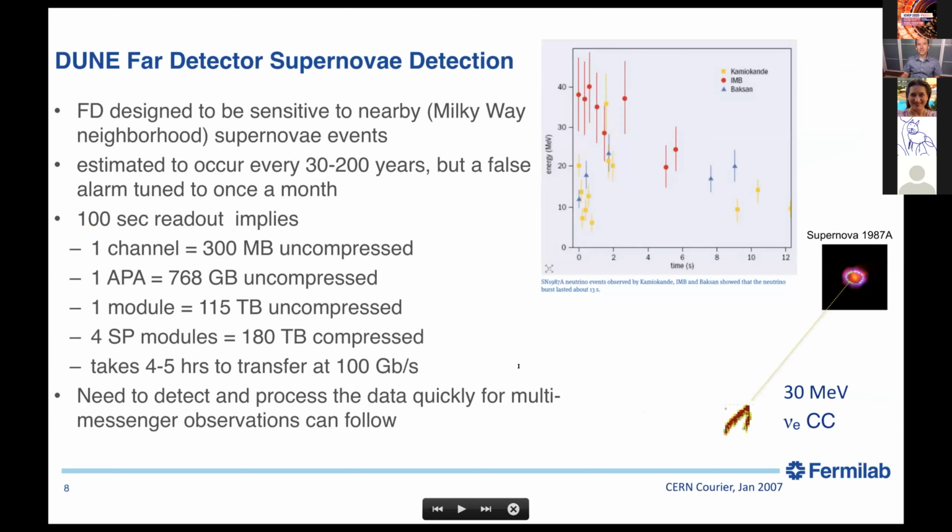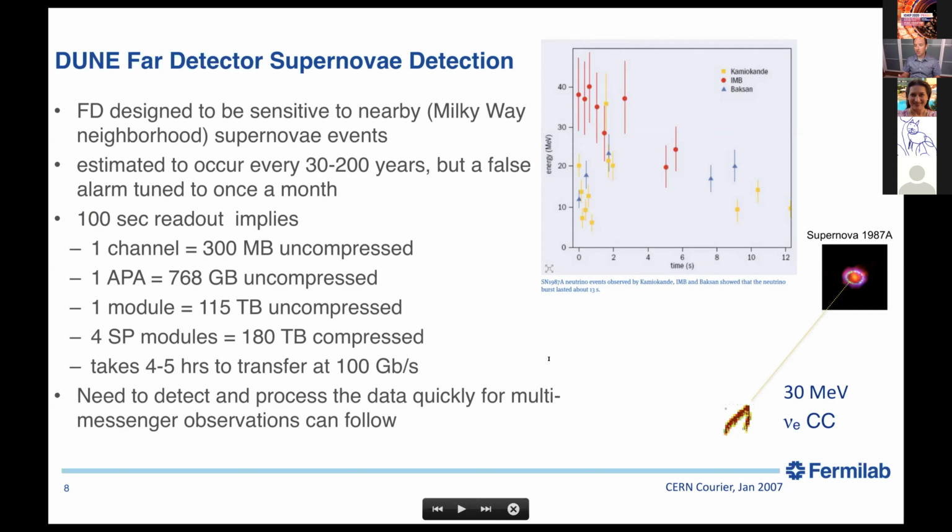Going back a little bit and discussing those time extended readouts, the FAR detector is designed to be sensitive to nearby, say, Milky Way neighborhood supernova events. These are estimated to occur every 30 to 200 years. But at the same time, we are going to tune our detector to have a false alarm rate of about once a month so that we can continuously exercise all of the infrastructure that is needed to read this out.